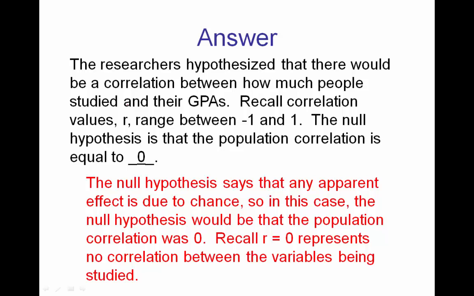The correct answer is 0. The null hypothesis says that any apparent effect is due to chance, so in this case the null hypothesis would be that the population correlation was 0. Recall r equals 0 represents no correlation between the variables being studied.